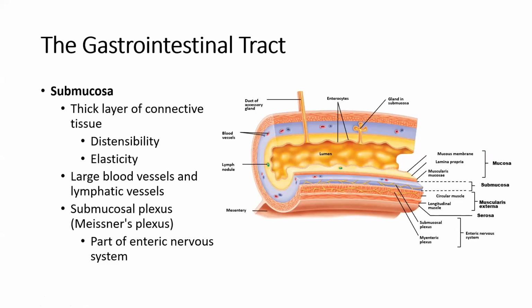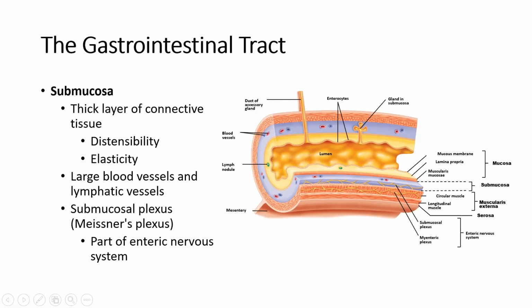Then we get to the submucosa, which is that second layer. This is a thicker layer of connective tissue. This layer is more in charge of distensibility, elasticity, structural support of the GI tract. This is going to have larger blood vessels, which are coming in from the mesentery, as well as the larger nerves that are forming the submucosal plexus here. This plexus we described as being the Meissner's plexus, which is a part of the enteric nervous system.